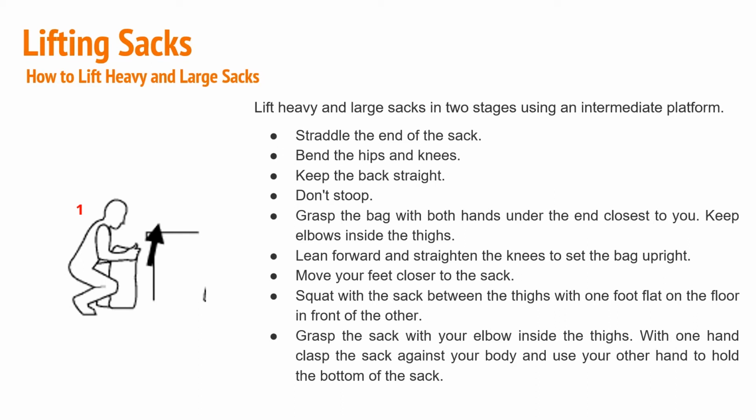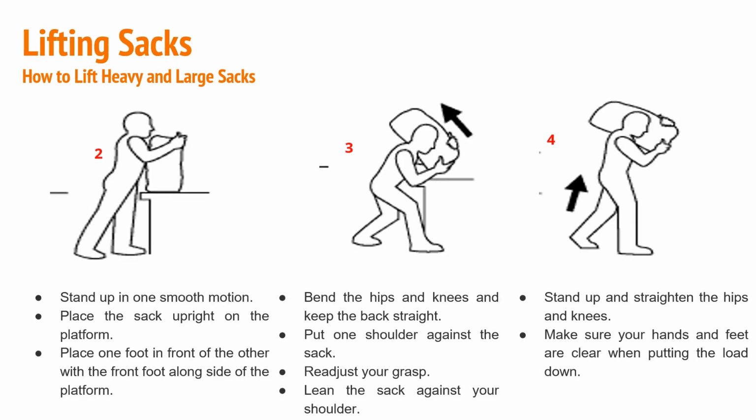Keep elbows inside the thighs. Lean forward and straighten the knees to set the bag upright. Move your feet closer to the sack. Squat with one sack between the thighs with one foot flat on the floor in front of the other. Grasp the sack with your elbow inside the thighs. With one hand, clasp the sack against your body and use your other hand to hold the bottom of the sack. On the second stage, stand up in one smooth motion.